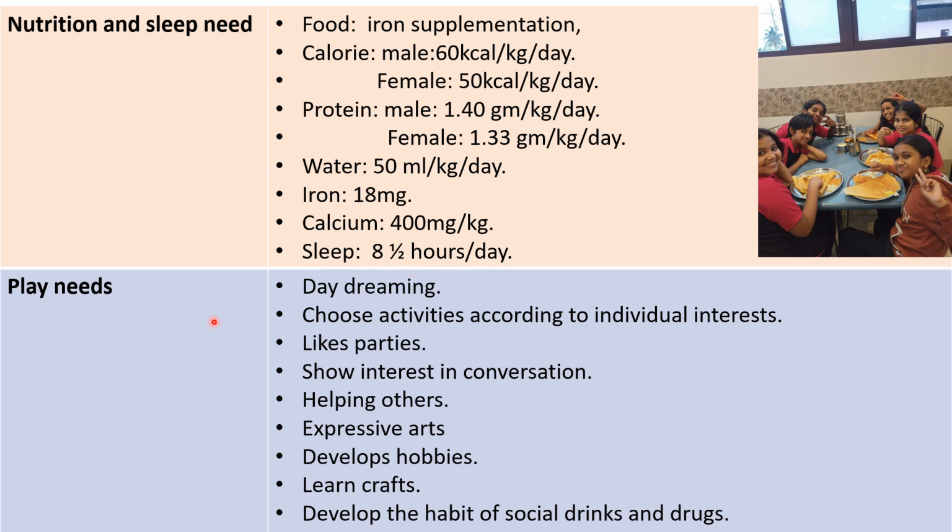Now moving to the play needs of adolescents. They are the dreamers. They choose activities according to individual interest. They like parties, show interest in conversation, helping others, expressive arts. They develop hobbies, learn crafts, and develop the habit of social drinking and drugs sometimes. So, play needs, nutrition and sleep needs, and safety and love needs need more concentration from the parent side also.